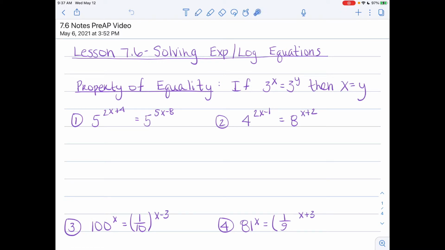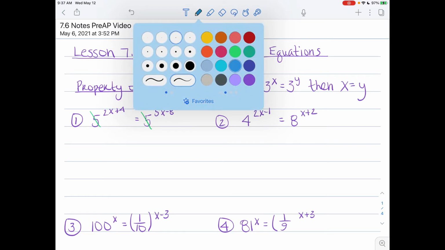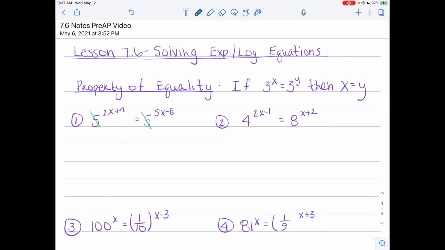I have 5 raised to the 2x plus 4 power, and that's equal to 5 raised to the 5x minus 8. Well, I notice right away that my bases are the same. I have a base of 5. So in effect, these 5's will go away and I can set exponent equal to exponent. 2x plus 4 is equal to 5x minus 8.